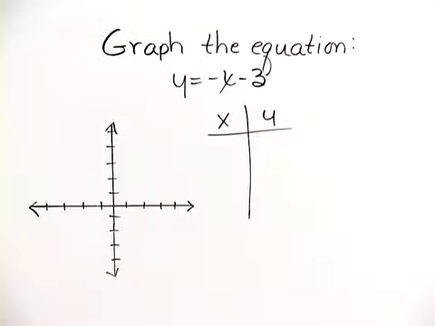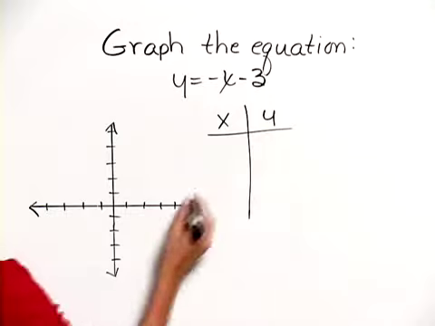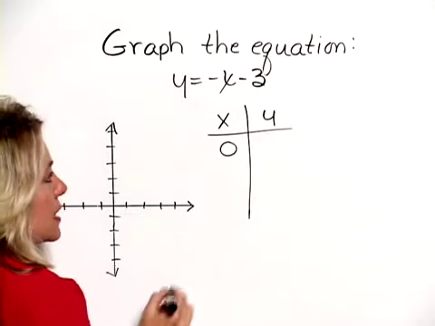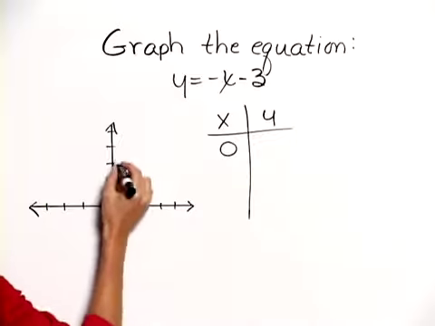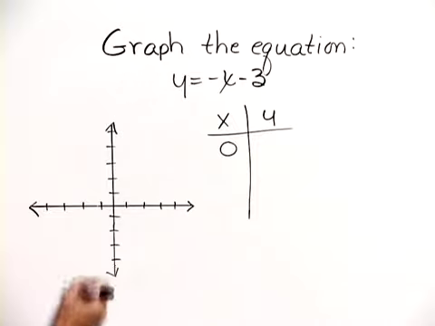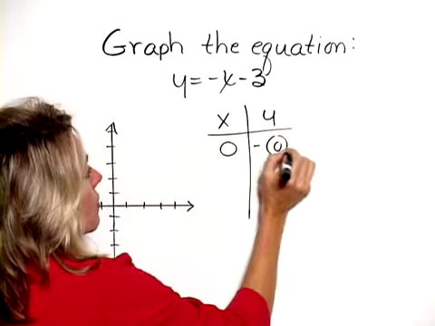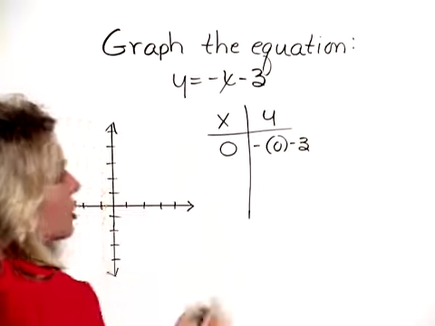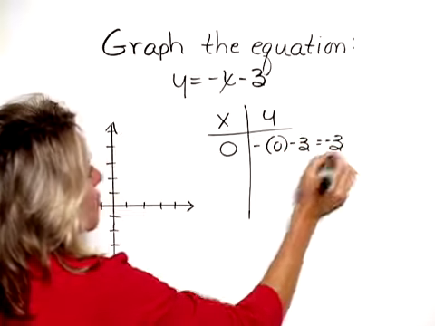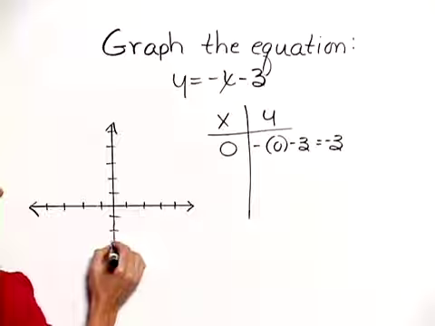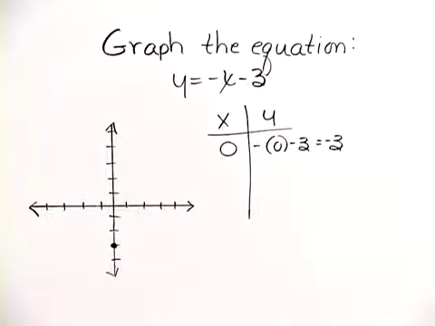Now, a couple of good points that would be nice to find are the x-intercept and the y-intercept. The y-intercept is the number that the line crosses on the y-axis when x is equal to 0. So when x is equal to 0, we get a y value of negative 3. So (0, negative 3) is the y-intercept.